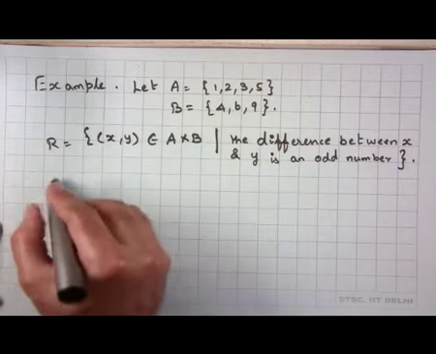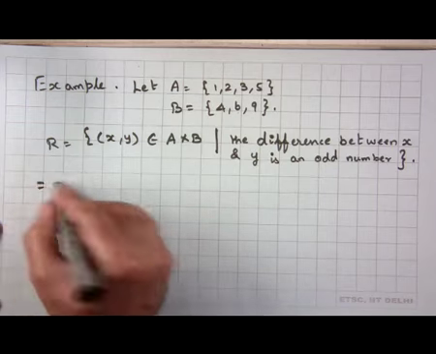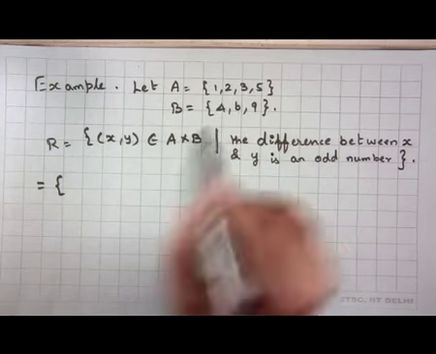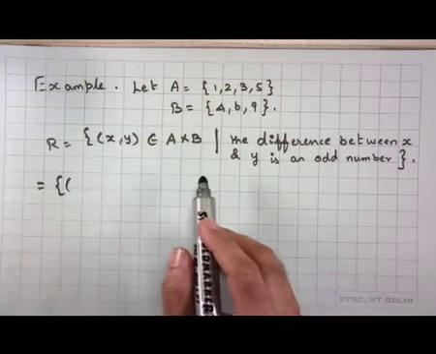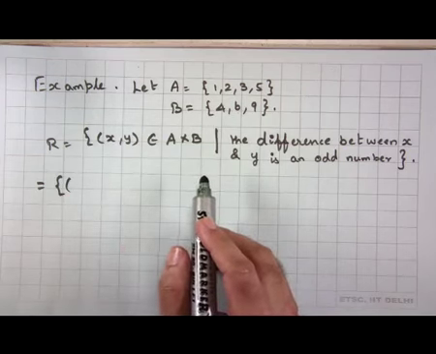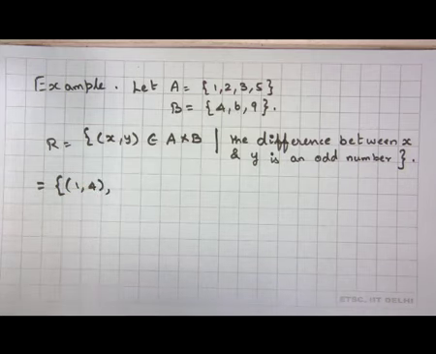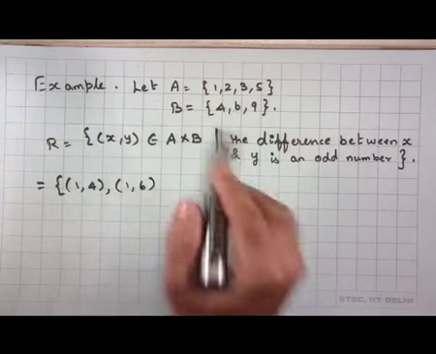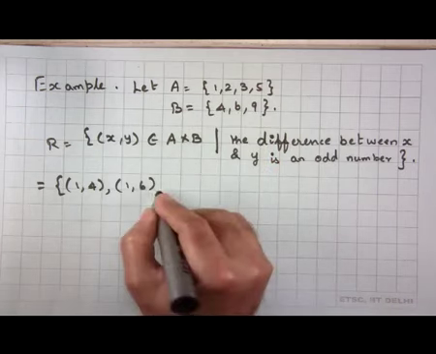Now, let us write down R in a more explicit form. Let us write down all the members of R. What we wanted is that the difference should be an odd number. Now, let us look at the first one. 1 and 4, the difference is 3, which is an odd number. So, we will have (1, 4). (1, 6), the difference is 5. So, we have this. (1, 9), the difference is 8. Therefore, this cannot be an element of R.